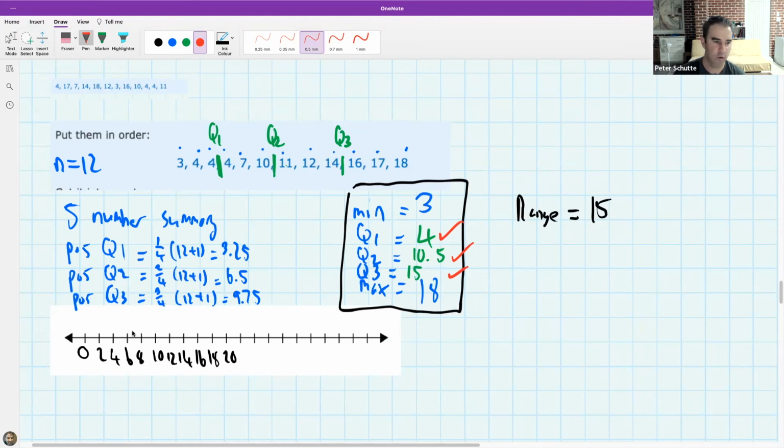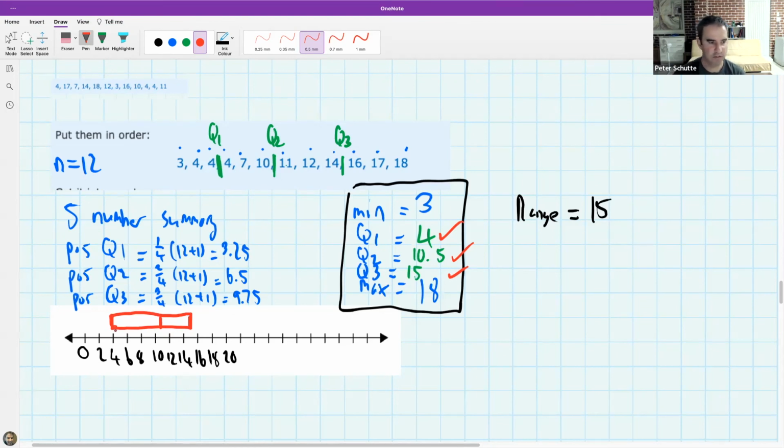Okay, so Q1 is 4. So I'm going to draw a line for where there's a 4. Q2 was 10.5. Now, because 11 is in the middle, it has to be a little bit more to the left. So that'll be Q2. And Q3 was 15. So that would be over there. What I'm doing then is I'm drawing the box to go there.